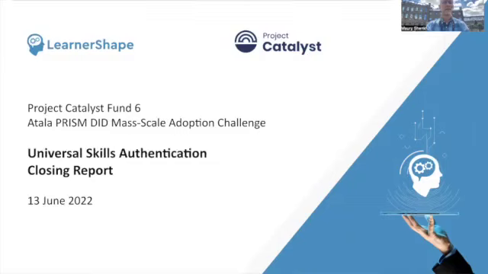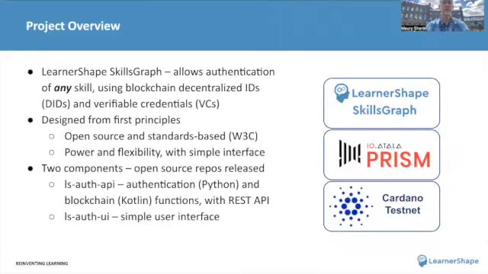Hi, I'm Maury Schenk, the CEO of LearnerShape, here to talk about the Catalyst Fund 6 Universal Skills Authentication Project. We built LearnerShape Skills Graph, which allows authentication of any skill using decentralized IDs and verifiable credentials. Skills Graph sits on top of Prism, which sits on the Cardano blockchain.